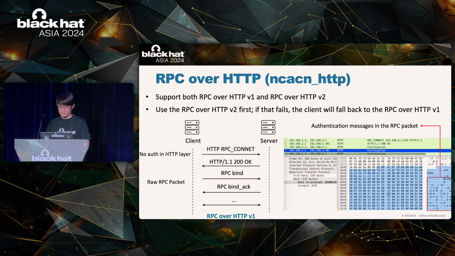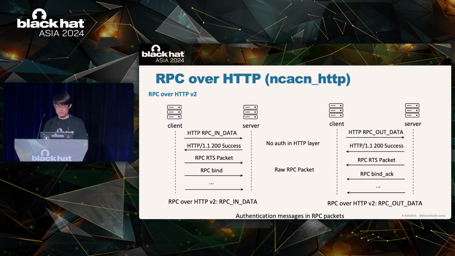The RPC client will use RPC over HTTP version 2 first. If version 2 fails, the client will fall back to version 1. When using RPC over HTTP version 1, the client will establish an HTTP connection with the RPC server and send an HTTP request using RPC_CONNECT as the HTTP request method. This is a persistent HTTP connection. The raw RPC packets will be sent in the same connection. One thing to notice is that there's no authentication in the HTTP layer. The authentication is only in the RPC packet.